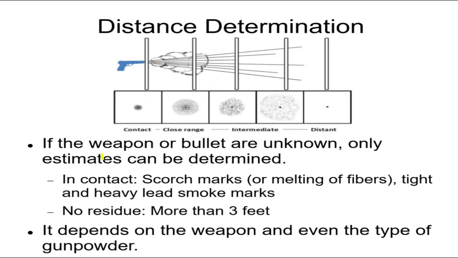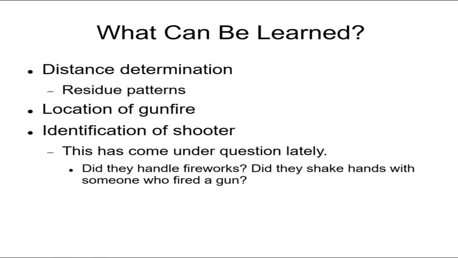Okay, so if the weapon and the bullet are not known, you can estimate things like scorch marks or melting of fibers around the wound. That might tell you a certain kind of gun would lead to that. If there's no residue, maybe you can tell that the gun was more than 3 feet away, because usually there's no residue at that point. But this really depends on the weapon and the type of gunpowder. So sometimes if you know where the residue was, you know how far away it was, you can say, oh, it must have been this kind of weapon which doesn't spread the gunpowder that much, or this kind of bullet that doesn't spread it that much, or something like that. You can tell certain things.